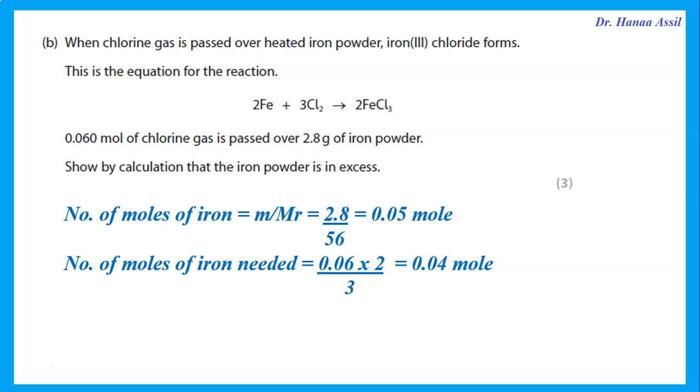So all I needed from iron is 0.04, but he actually added 0.05. So that is more than needed. That is why we say iron is in excess. So we need from the equation, if I have 0.06, I need 0.04 of iron. But he put 0.05, that's too much. So iron is in excess.